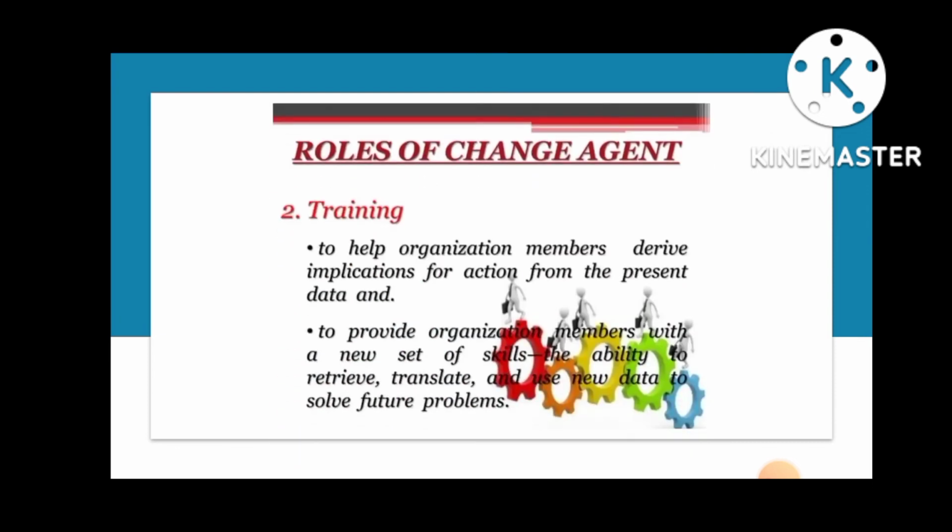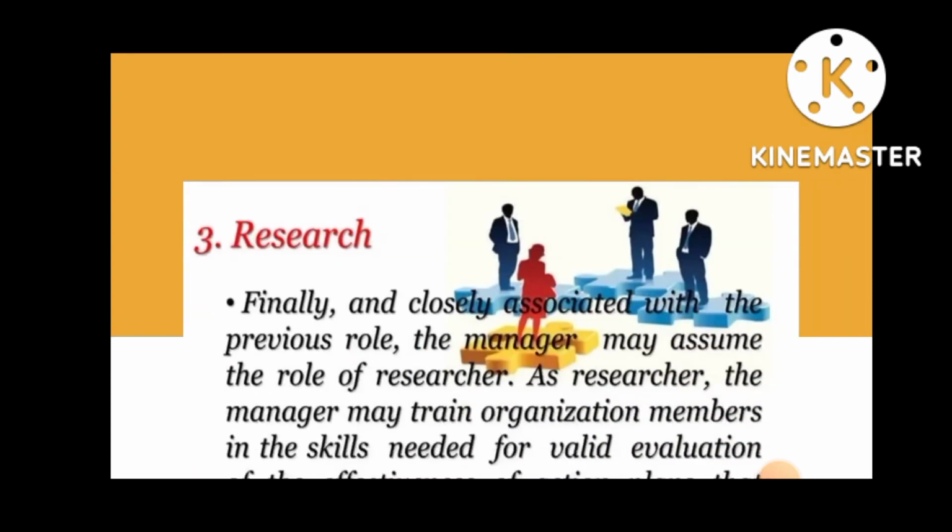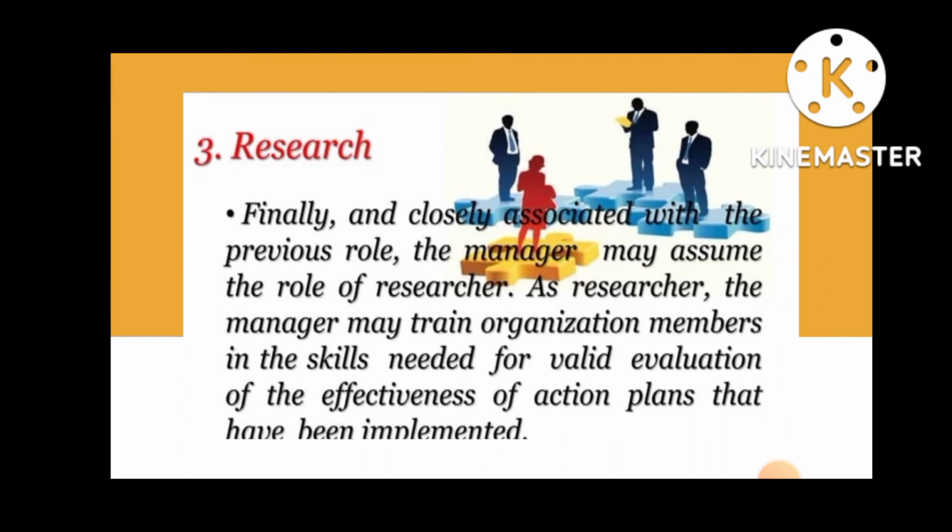Then also, training. This helps organization members derive implications for action from the present data, and provides organization members with a new set of skills, the ability to retrieve, translate, and use the new data to solve future problems. So this agent of change trains the employees. Then research. Closely associated with the previous role, the manager may assume the role of researcher. As a researcher, the manager may train organization members in the skills needed for valid evaluation of the effectiveness of action plans that have been implemented.